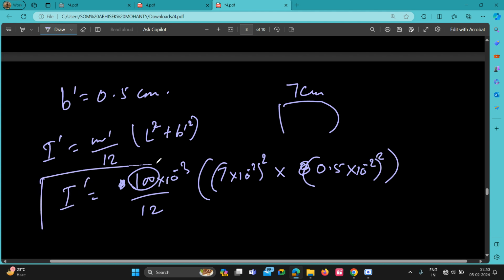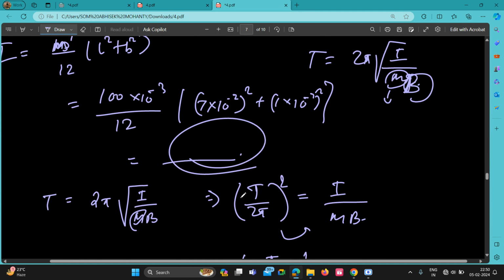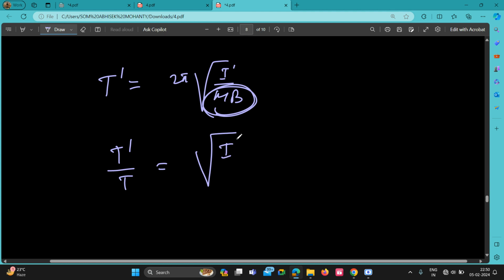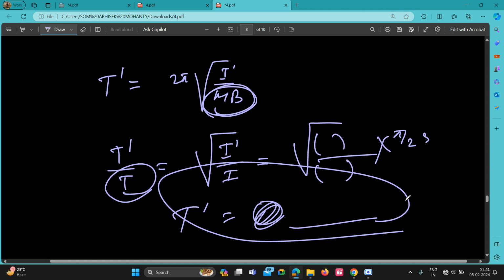This is I dash. But we need the time period, the changed time period. So we can say T dash is equal to 2π root over I dash by mB. Because these two will remain the same, if we compare these two, T dash by T is root over I dash by I only, because mB will be cancelled out. So whatever I dash you will get here, and whatever you got there, you just divide. And the original T is π/2 seconds, isn't it? So you just multiply that here, you will get T dash. I hope you got it. That is the way to solve this question.